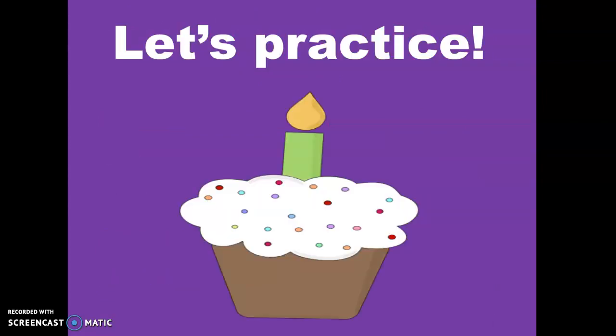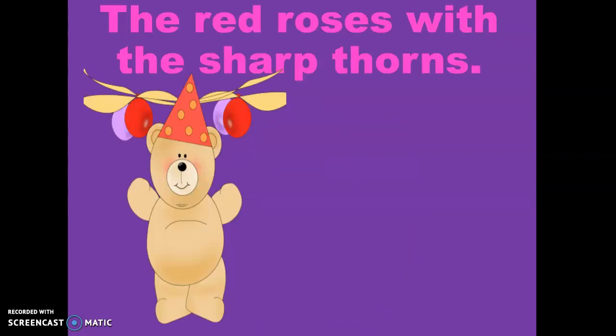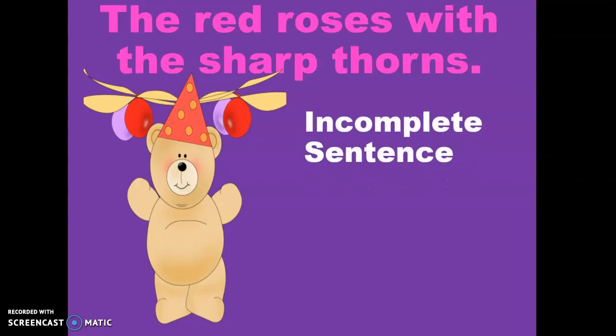Let's practice. Whoa! The red roses with the sharp thorns. This is not a complete sentence. It's an incomplete sentence. It's a fragment. What is being said about the roses? We don't know.